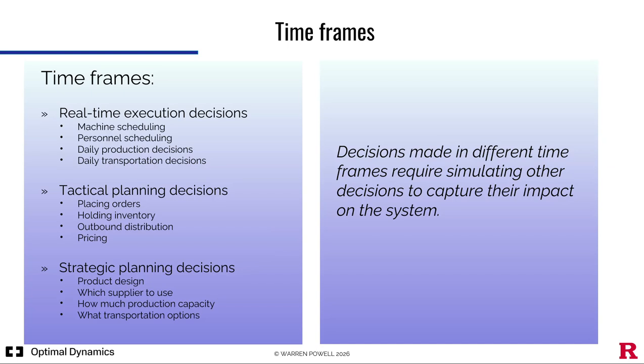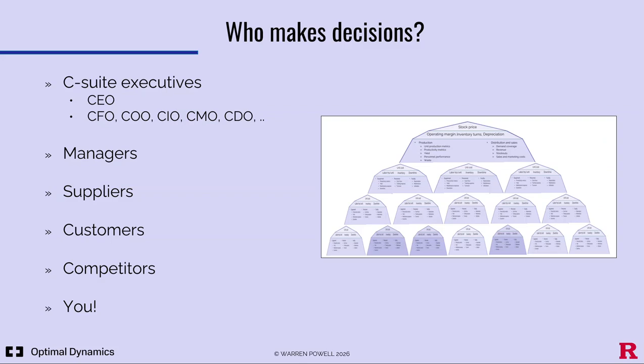Now, decisions are made in different time frames. We have to understand it's an important characteristic of decisions. We have real time, we have tactical planning, we have strategic planning decisions. And decisions are also made by different people at all different levels in the organization, or your customers, or your competitors, or you.